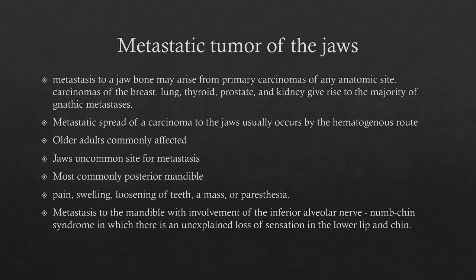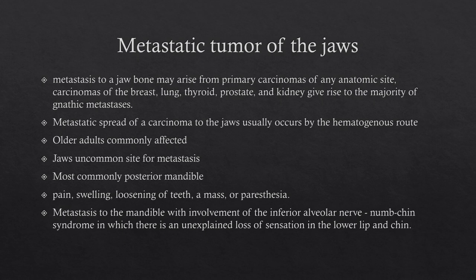Metastatic tumor of the jaws. This may arise from primary carcinomas at any site, usually from the breast, lung, thyroid, prostate and kidney. The spread of a carcinoma to the jaws usually occurs by a hematogenous route, and older adults are more commonly affected. The jaw is an uncommon site for metastasis, but it can still occur, and when it does, the posterior mandible is the most common site.